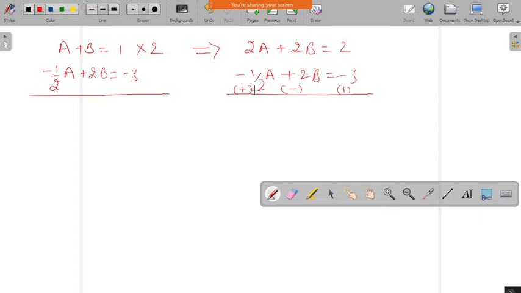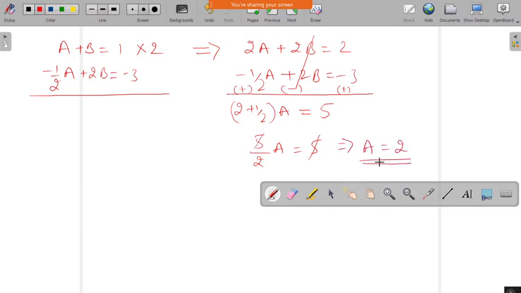What is the value? 2 plus 1 by 2, into a. The 2b terms cancel each other, which is equal to 2 plus 3, which is equal to 5. So 5 by 2 into a is equal to 5. This 5 gets cancelled and you are going to get a equal to 2.